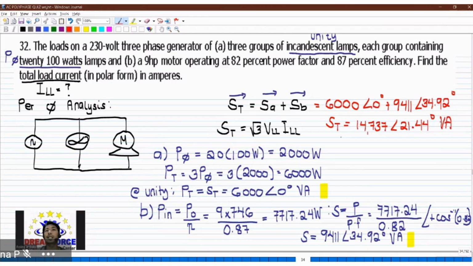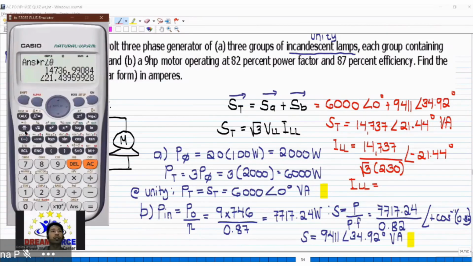Okay, so then last, kunin na natin ngayon si line to line current. Okay, so I line to line, that is also equivalent to 14,737, divided by square root of 3, multiplied by 230. Di ba ganun po ulit, sinabi ko kanina, kapag angle 0 yung ating voltahe, so yung power factor angle na rin ng kuryente. Okay, pabaliktad lang yung sign nila. So kung positive yung S mo, negative dapat yung current mo. Okay, so yan yung final answer natin.